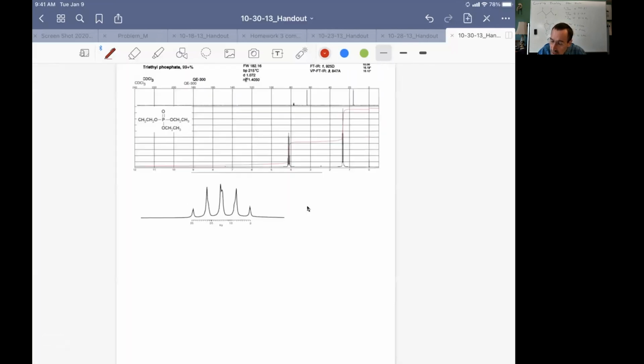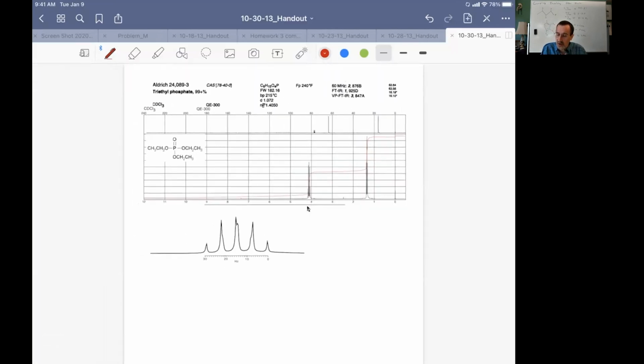All right, what I wanted to do was start with this very real example of triethylphosphate. The reason I thought this would be a good example is people often use phosphorus compounds in Horner-Wadsworth-Emmons reactions and in Wittig reactions.